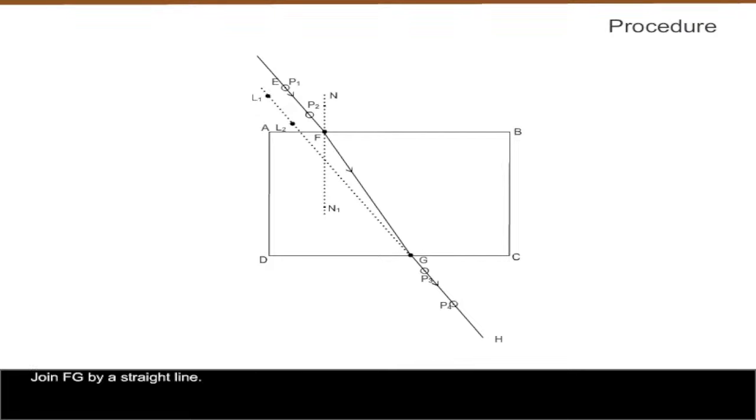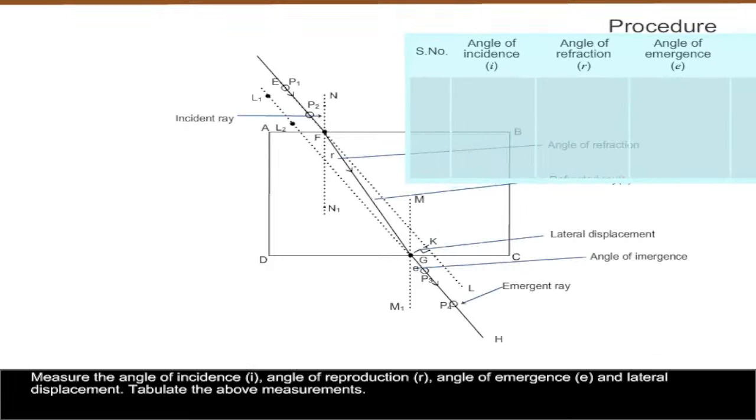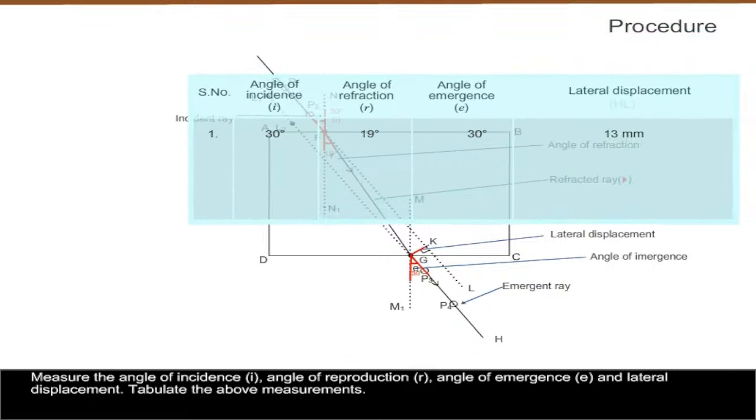Join FG by a straight line. Draw MM1 perpendicular normal to the line CD at point G. Produce line EF by a dotted line to point L. From point G, draw GK perpendicular to FL. GK represents the lateral displacement. Measure the angle of incidence I, angle of refraction R, angle of emergence E, and lateral displacement.